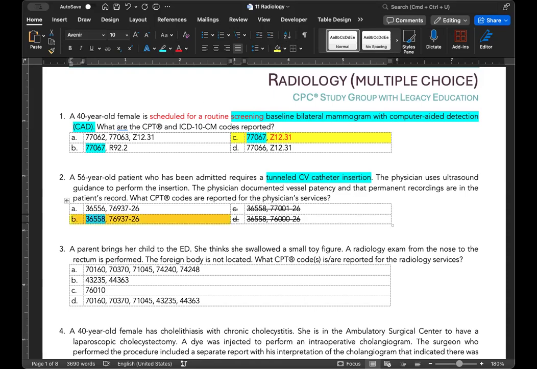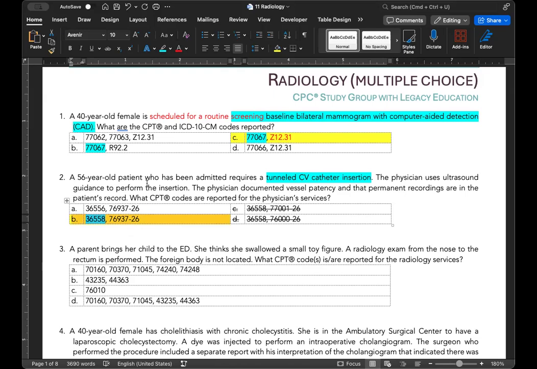Okay. Any questions on why we should choose the 36556 versus why we should choose the 36558 versus the 36536? My numbers are getting away from me tonight. Any questions on that? Okay.